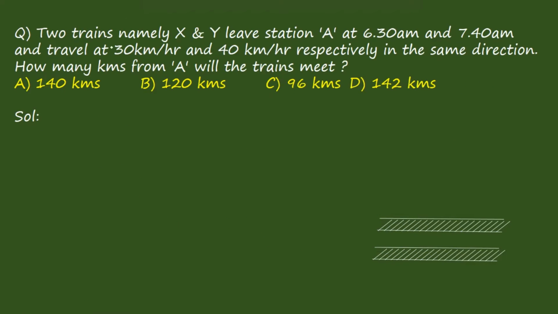Next question. Two trains named X and Y leave station A at 6:30 a.m. and 7:40 a.m. and travel at 30 kilometers per hour and 40 kilometers per hour respectively in the same direction. How many kilometers from A will the trains meet?